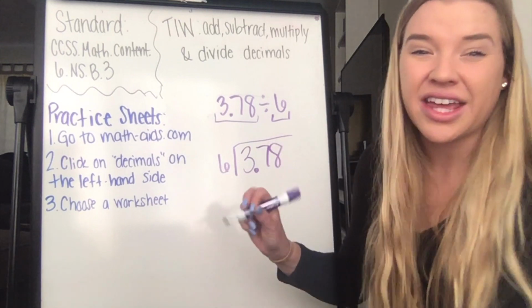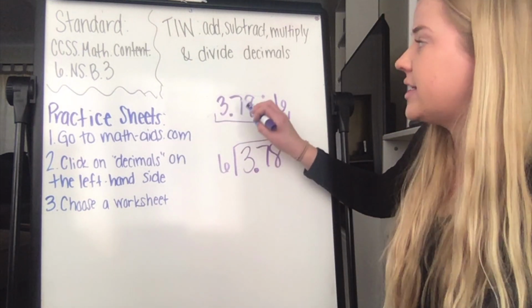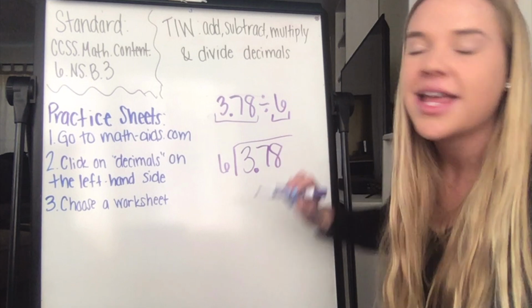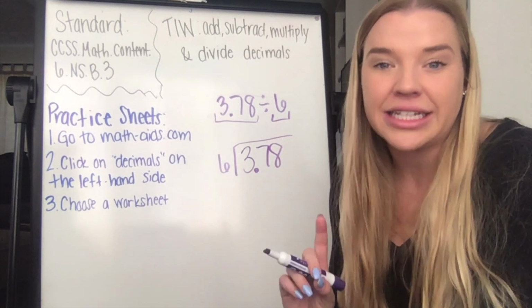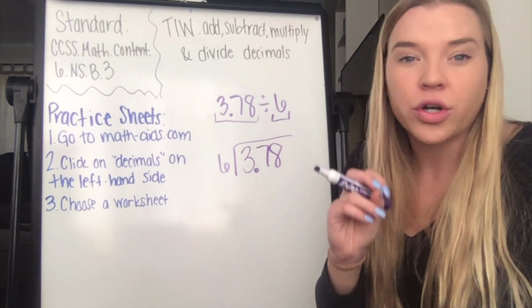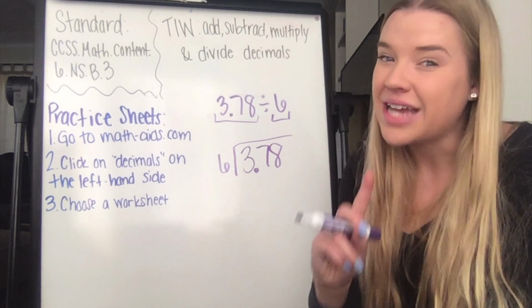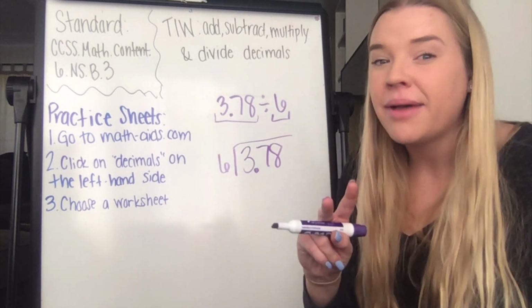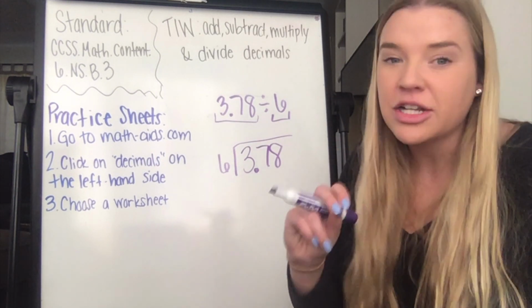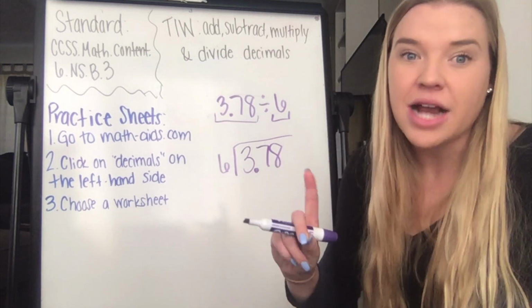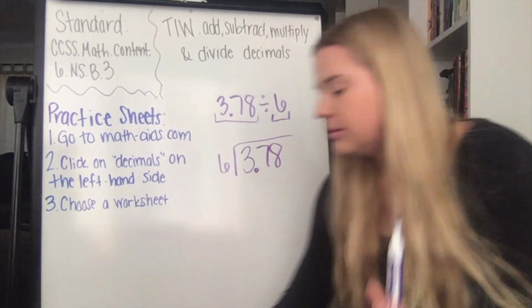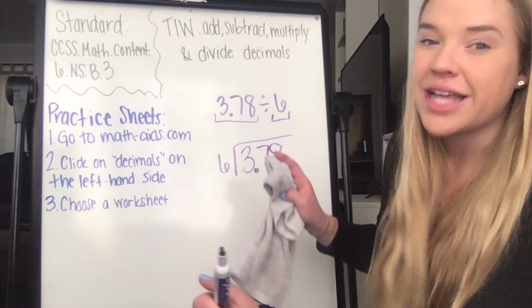So make sure that you're setting that up correctly. You would read that as 3 and 78 hundredths divided by 6. That is not the same thing as 6 divided by 3 and 78 hundredths. Order matters with division. Order does not matter with addition. Order does not matter with multiplication, but order very much so matters when we are subtracting or we are dividing. So make sure that you set that up correctly.